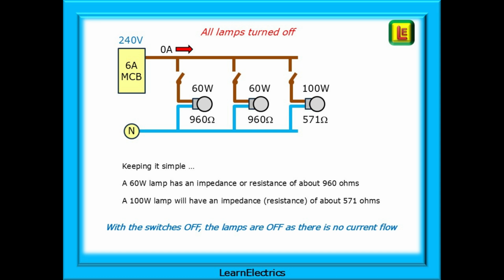and the 100 watt lamp a resistance of about 571 ohms. To be correct, we should call the resistance an impedance because it only comes into play when the lamps are switched on and we have an AC or alternating current going through the lamps. But the difference between the resistance and impedance is so very small it's not worth worrying about for this video. Here all the switches are open, no current flows, and the lamps are off.